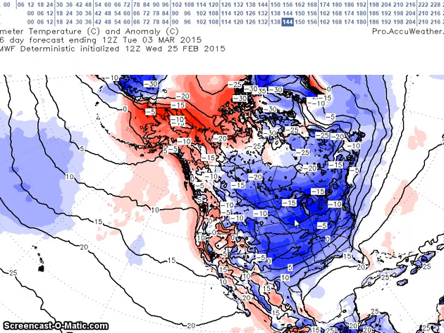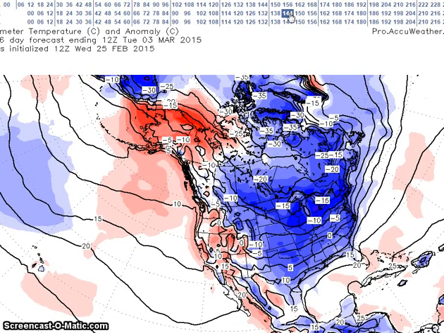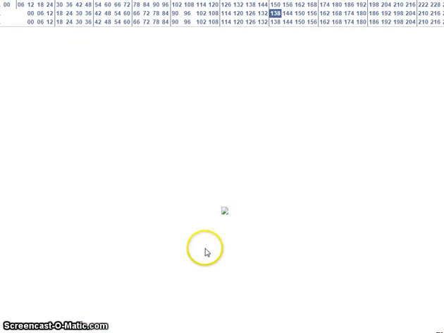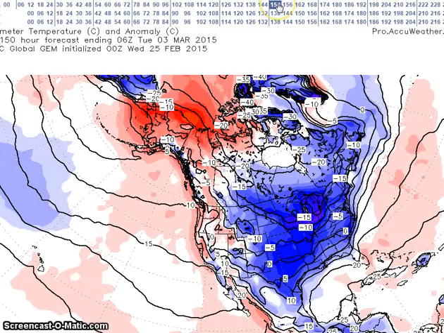This is the European deterministic. And then we look at the other models, such as the Canadian ensembles. It has below normal temperatures across much of the nation, except for an area of maybe 5, 10 to 15 degrees above normal along the immediate west coast and the southwest. Otherwise, about 10 to 15 degrees below normal across much of the nation.